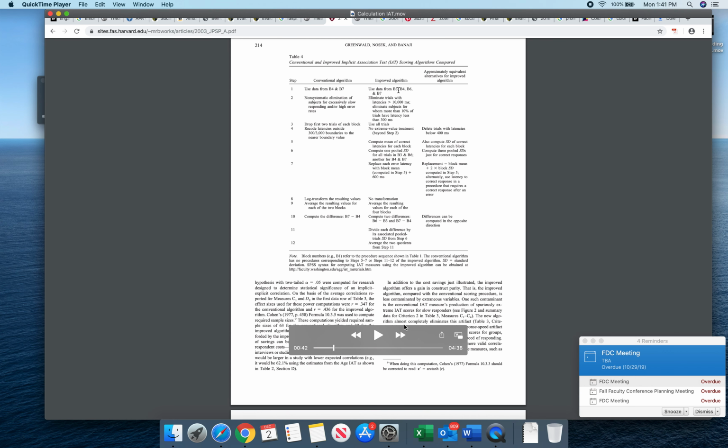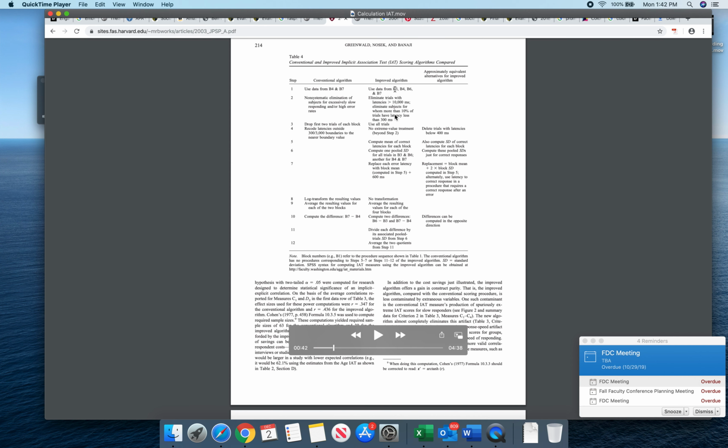So to put that in perspective, you got that Excel file, and you've got to use this improved algorithm on page 214 of the article. Now, you use data from blocks 3 and 4, so that's practice and real blocks of the, let's just say, incongruent IAT, and B6 and B7, which are the practice and real blocks of the congruent after you swap them around. But it's only of the trials when you're doing both tasks at the same time.